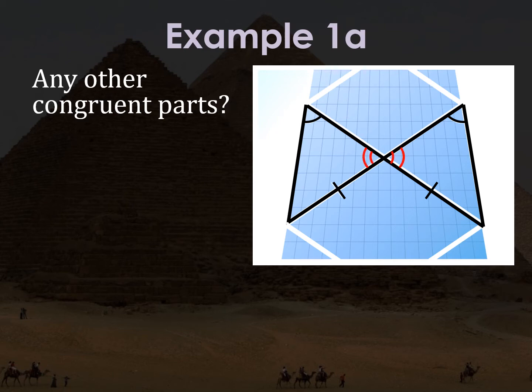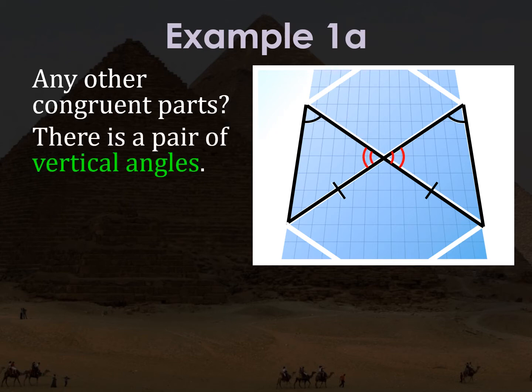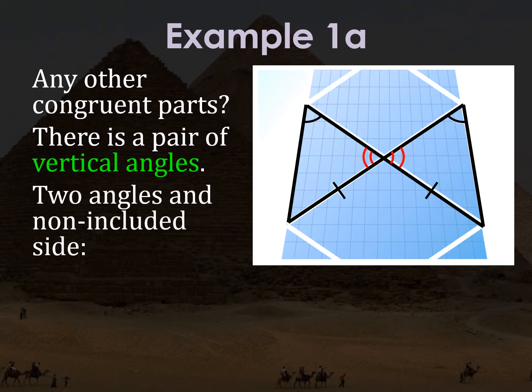And the answer is yes. By the vertical angles congruence theorem, those two angles that are marked in red are also congruent. So we have two angles and the non-included side. Notice that the congruent side is not in between the two congruent angles. So therefore, we have congruence by angle, angle, side, AAS.